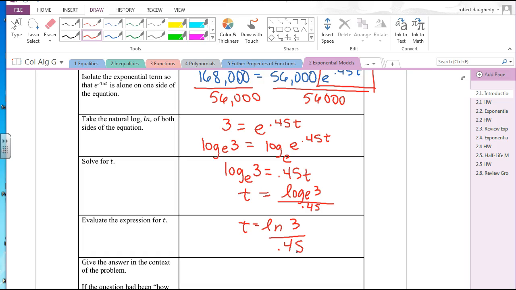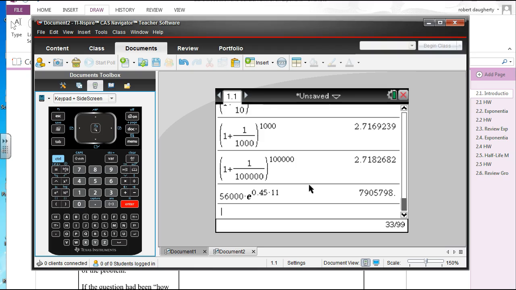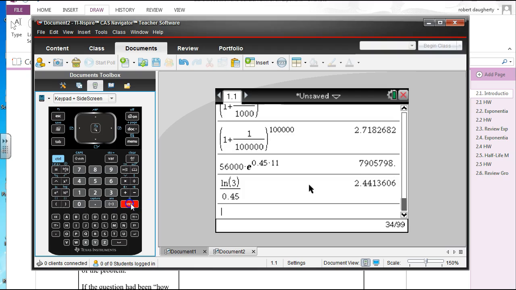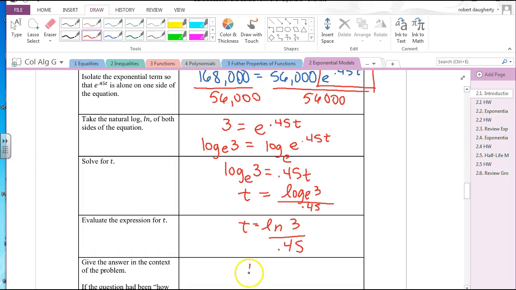Anybody off the top of their head know what the natural log of 3 divided by 0.45 is? How would you figure that out? Yeah, so I need to know the natural log of 3 divided by 0.45. Okay, 2.441. So t is equal to 2.441.